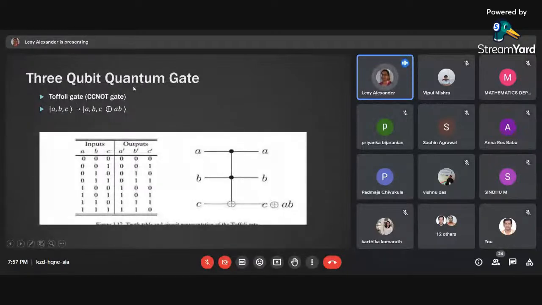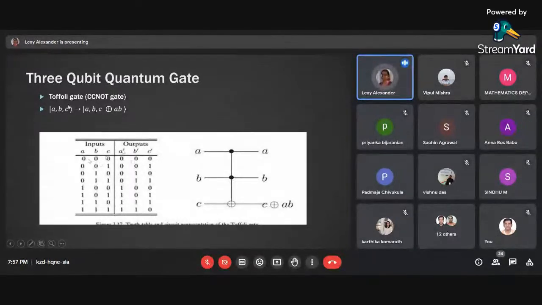Then the 3-qubit quantum gate. This is known as the Toffoli gate, which is a controlled C0 gate. Again a C0 gate, but one more control bit will come. So two controls, A and B, act on the third qubit C. What it will do is, whenever both A and B are 1, then only C is flipped. Otherwise C is unchanged.